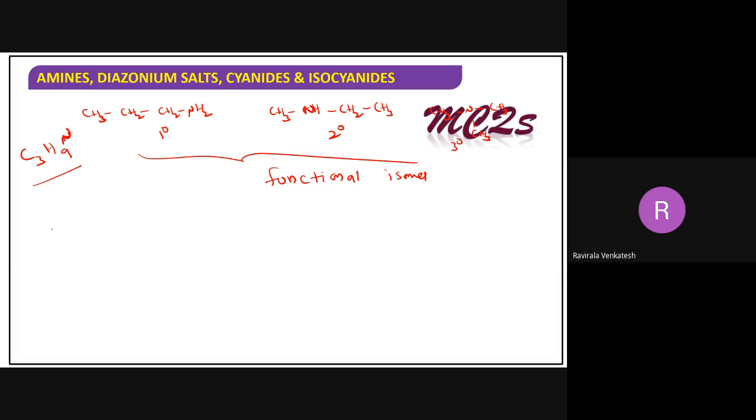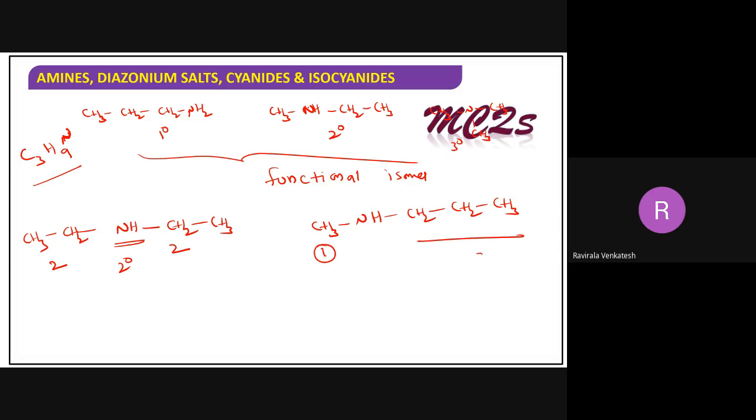Let me see what happened. Metamerism. Metamerism means what happened. For example, if I take it like this: CH3, CH2, NH, CH2, CH3. Now here, how many carbons? 2 carbons. Here, 2 carbons are there around the secondary nitrogen. I can also write this with the same molecular formula in this way. CH3, NH, CH2, CH2, CH3. Here, how many carbons are there? 1 carbon. Here, how many carbons are there? 3 carbons. Now, 2 carbons, 2 carbons, on either side. The number of carbons is different on either side; the alkyl chain is different.